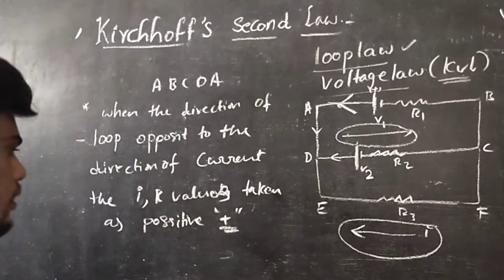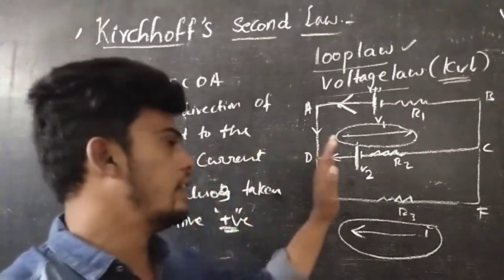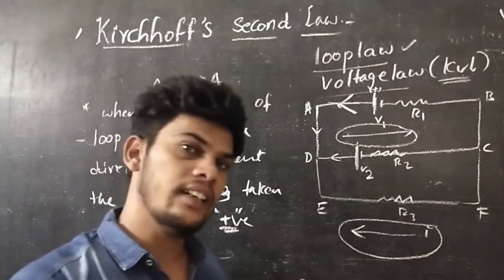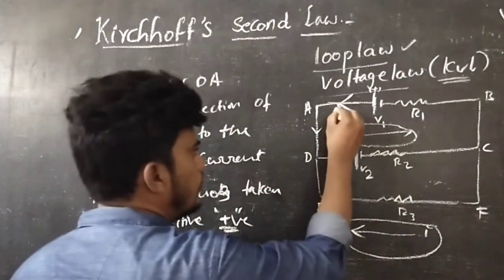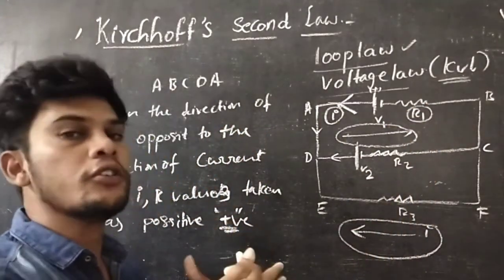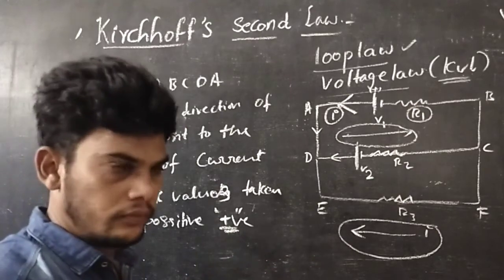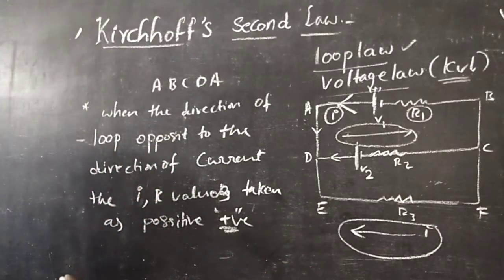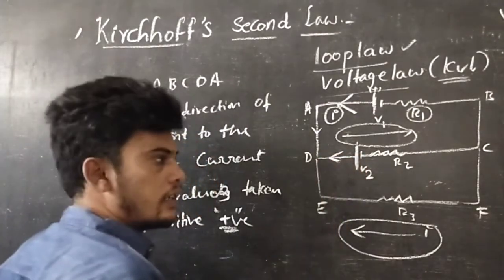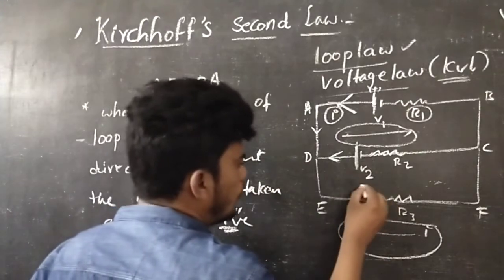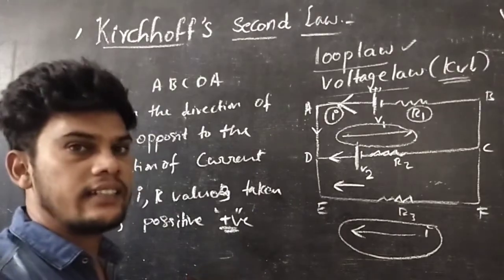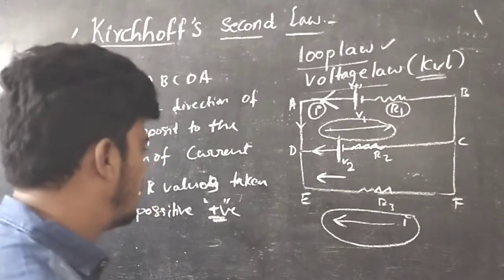Look here, dear students. When the direction of the current and the direction of the loop are opposite to each other, then we take the current value I and the resistance value R as positive, because they are opposite to each other. And the second point is, if the current direction is in this way as well as the loop direction also in this way, both the same in direction, then it is taken as negative.